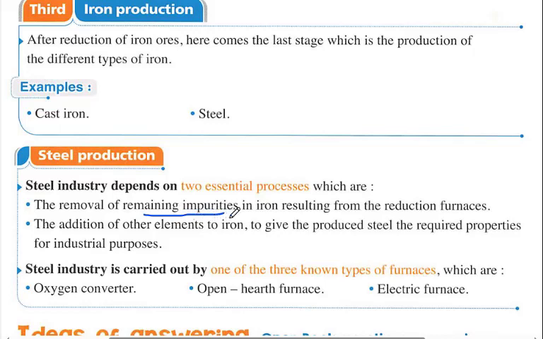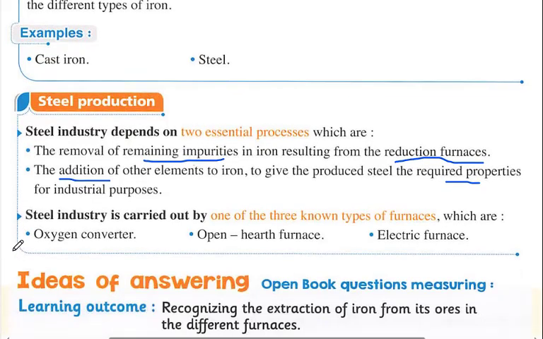So we have to get rid of the remaining impurities of iron resulting from the reduction furnaces. Then we add some other elements to make alloys or to improve the physical or chemical properties of iron, its hardness, its ductility, and other properties, to use iron for industrial purposes. First we remove the remaining impurities resulting from the reduction furnaces, then we add some elements to give the produced steel the required properties for industrial uses. In our secondary 3 curriculum we want the names only.